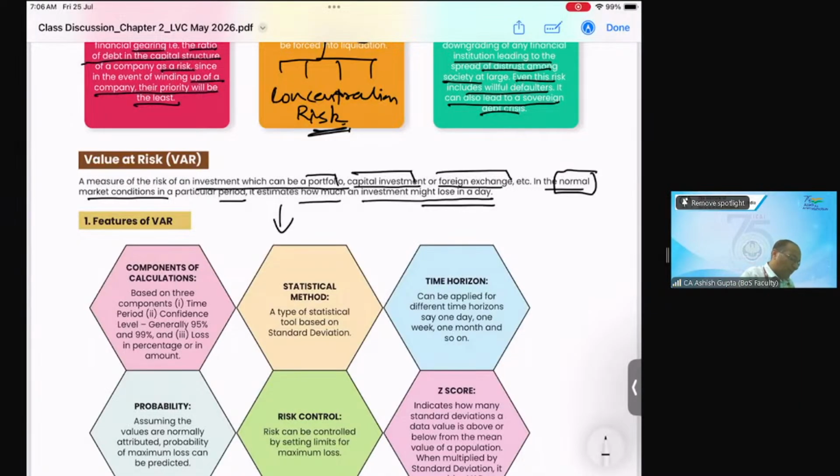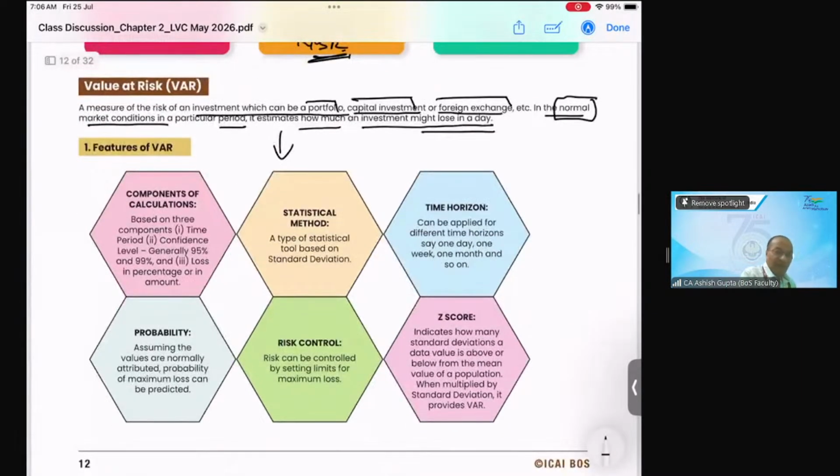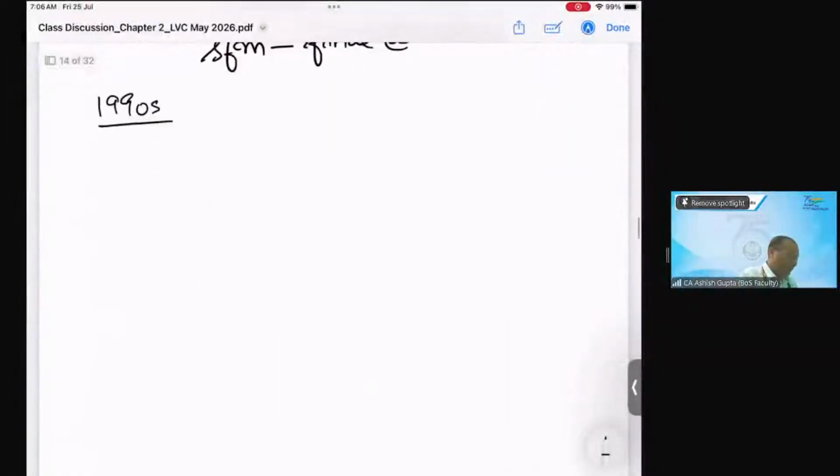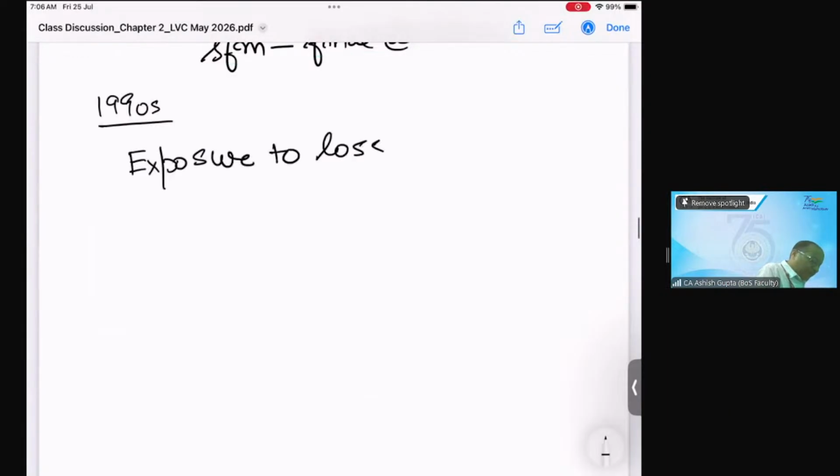Now, when we talk about the features of value at risk, let us start with the features. Just before I go to the features, we can say that it is somewhat of an exposure. It is very important. It is an exposure to the loss in normal market conditions.